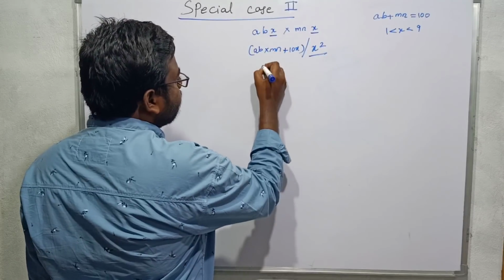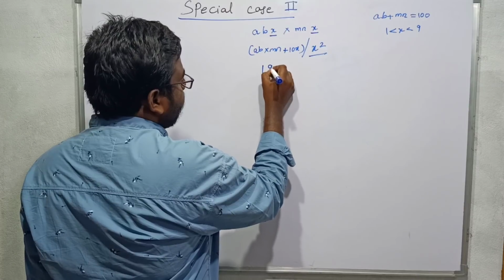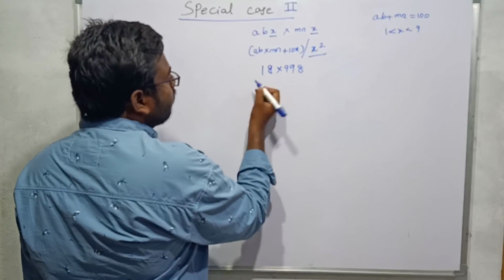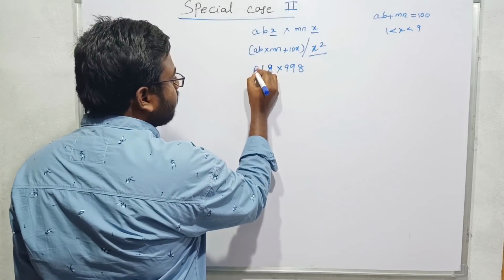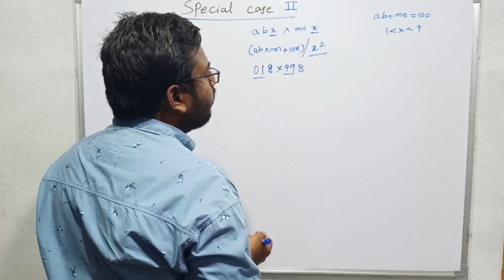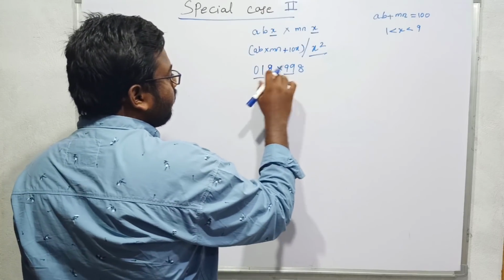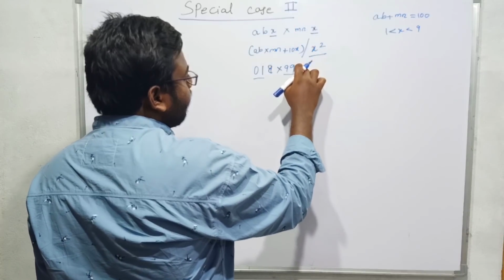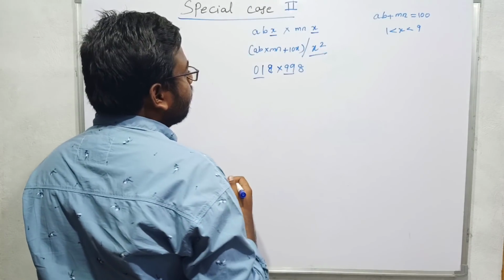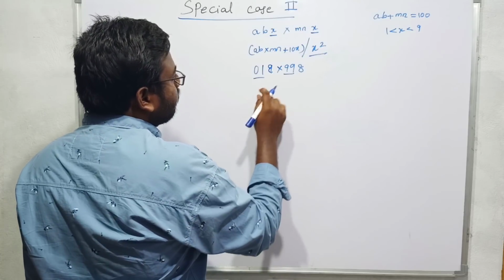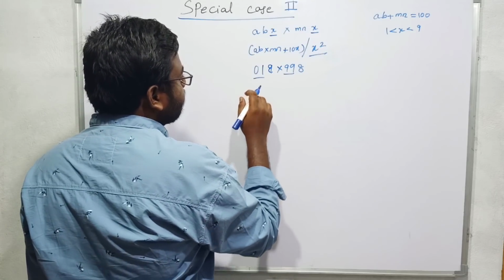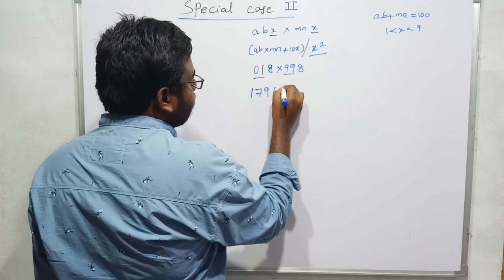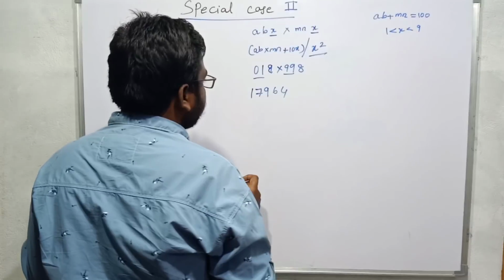So if we see one problem, for example 18 into 998, this is possible in this case because 01 plus 99 is 100. So what I can do is 1 into 99 is nothing but 99, plus 10 into 8, that is 80. 99 plus 80 is nothing but 179, and 8 8s are 64. 17964 will be the result.